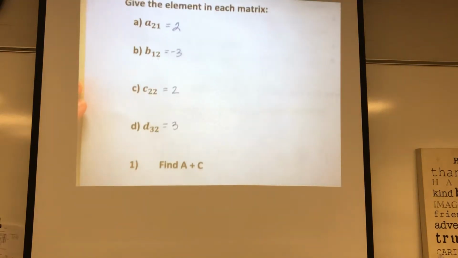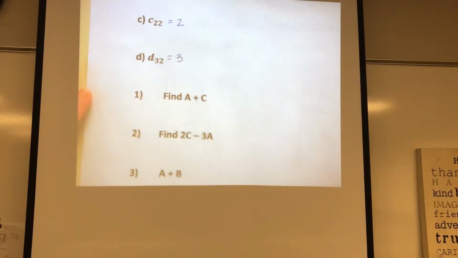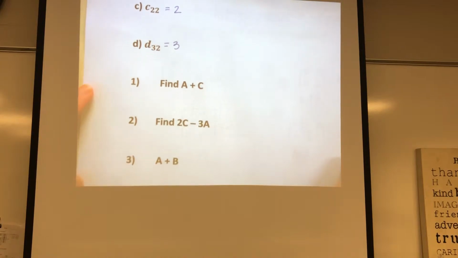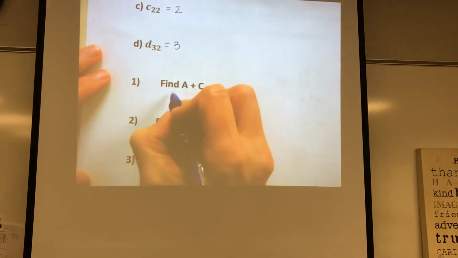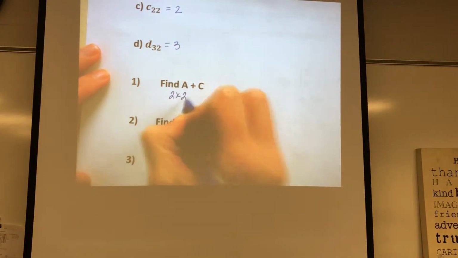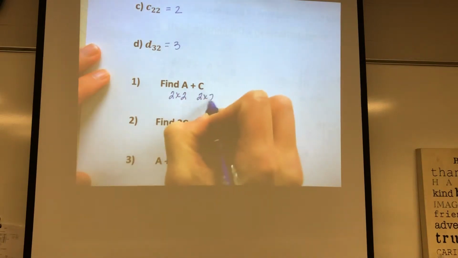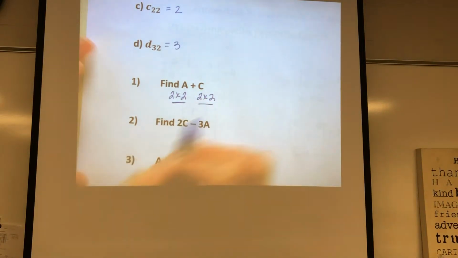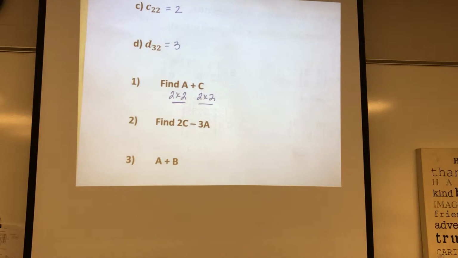Now we're going to do some operations. First, we're going to start by adding A plus C. A and C are both 2 by 2 matrices. A is a 2 by 2. We found that on the first thing we did today, and so is C. They have to have the same dimensions in order to be able to add.